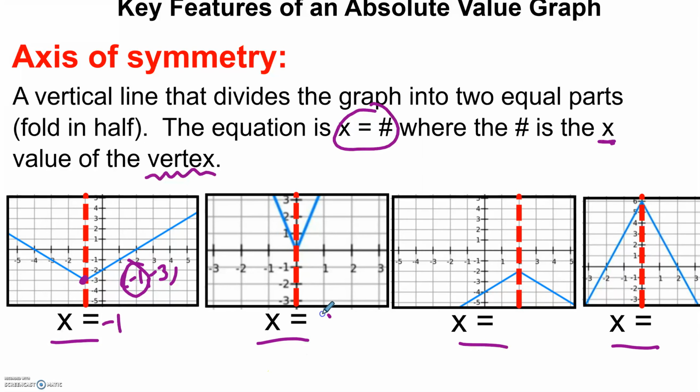So I know I have here x equals 0, since my vertex is at the point 0, 0. I know this one is going to be 2, because my vertex is at the point 2, -2. And last but not least, we also have x equals 0 because this is at the point 0, 6 for my vertex. Now notice the second and fourth graph have the same axis of symmetry. And that's okay because their vertexes can be different and still have the same axis of symmetry because it's just the x value of the vertex.